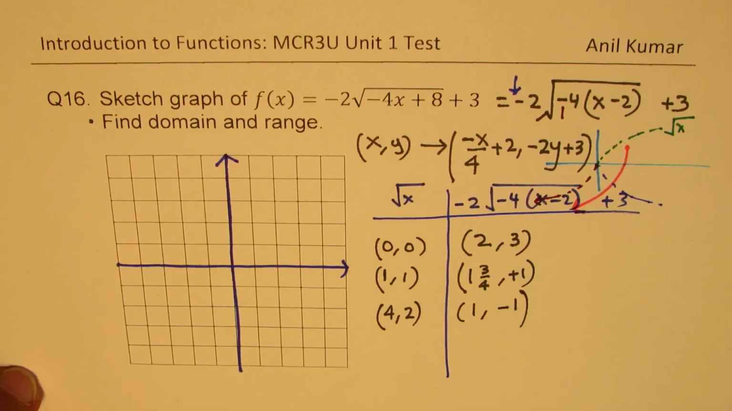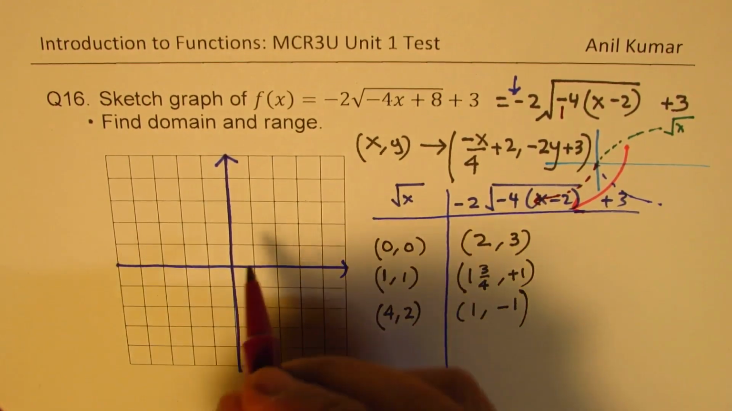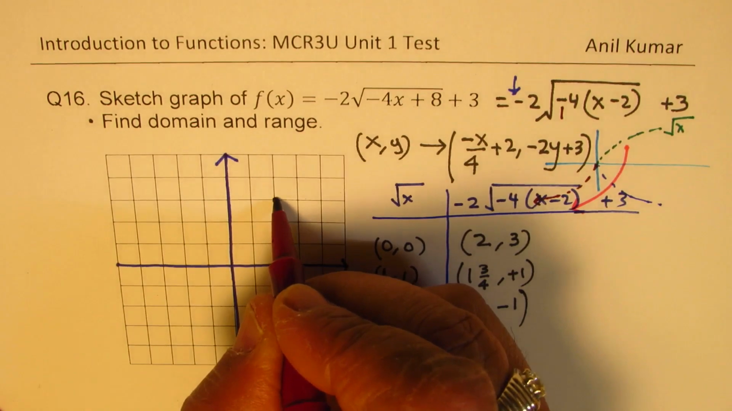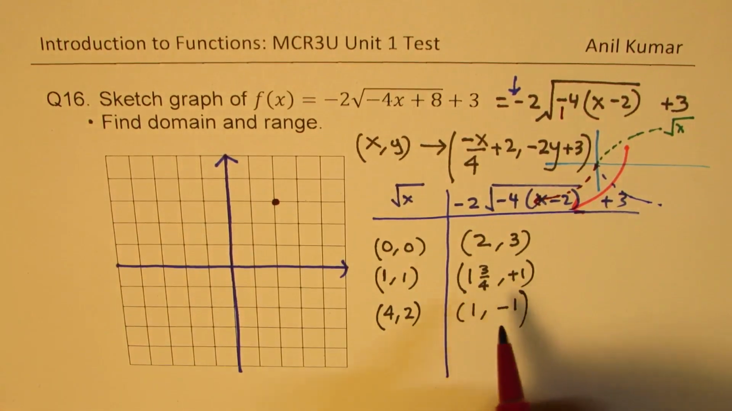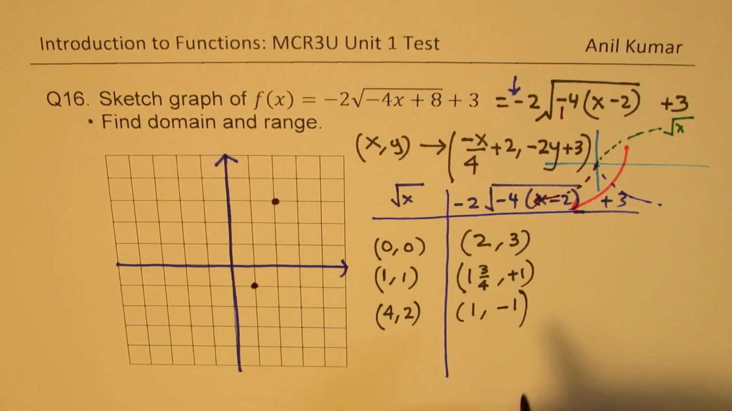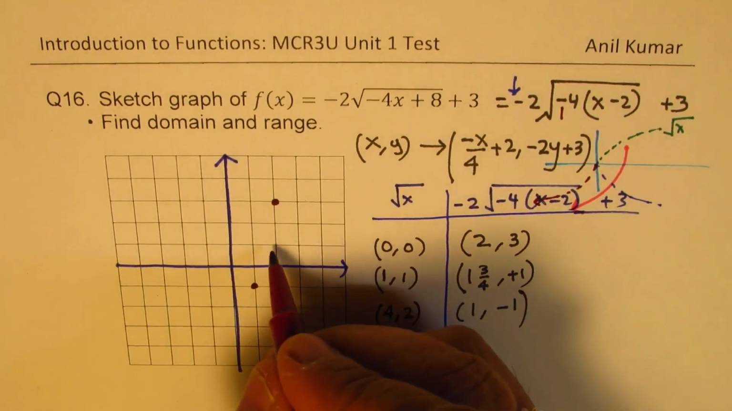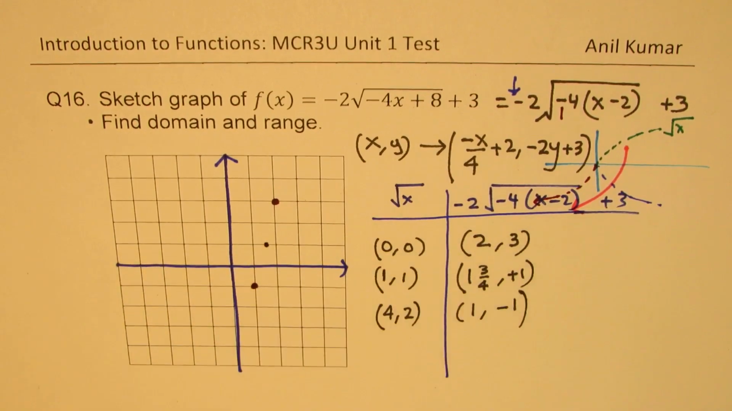So the very first point which we could see here is 2, 3, right? So at 2, we have a point 3, that is 1. And then we have 1 minus 1. So at 1, we get -1. And then we have 1, 3 by 4, 1. So at 1, it is slightly less, kind of like this. Do you see that part, right? So these are the points which we get.